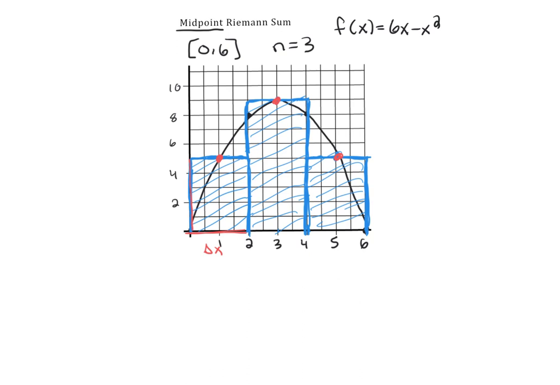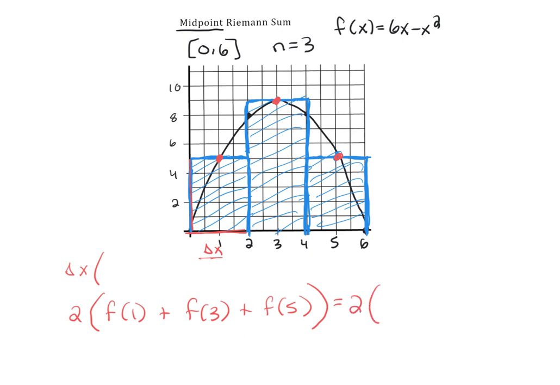So we always factor the change in x out in front. So this time let's just start with that. Let's have 2 out in front, and then in parentheses we will have our 3 function values, f of 1 plus f of 3 plus f of 5. So this time I'm skipping that first step. So 2, and then I'm going to have 5 plus 9 plus 5. And this will come out to about 38 units squared.